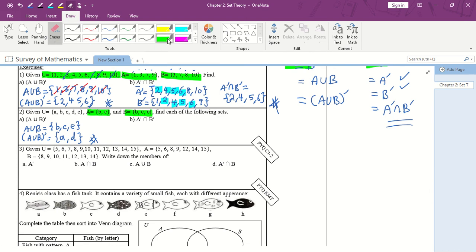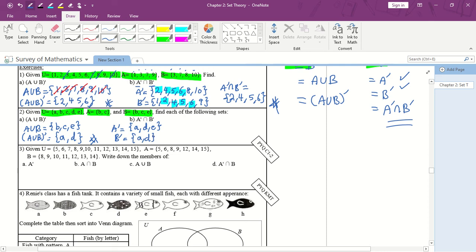Okay, and now let's continue. The next question, A prime intersect B prime. So now, of course, we need to first find the A prime. So A prime is what? When B and C are cut off, the leftover is A, D, and E. So it is A, D, and E. How about B prime? B is B, C, E. So we cut B, we cut C, we cut E, and the leftover is A and D.